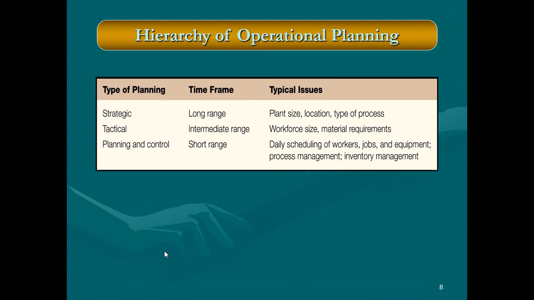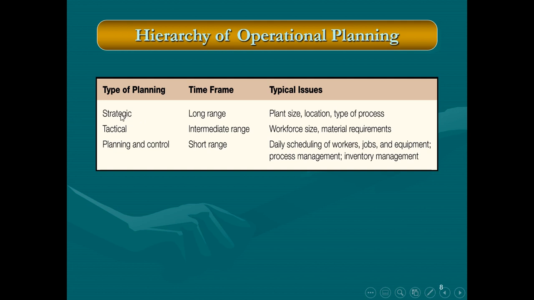Here we will have a topic for hierarchy of operational planning. Again, we confirm that you start from a strategic range and go till you reach a short range, or operational one. As a type of planning, you will find that you have strategic planning, which is long term. Specifically, you are concerned with plant size, location, and type of process according to the long term or strategic planning.